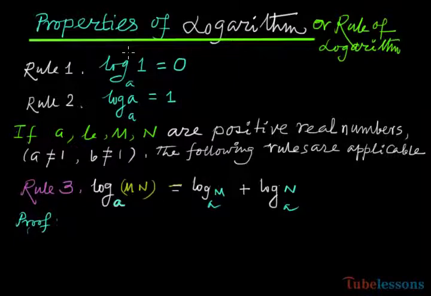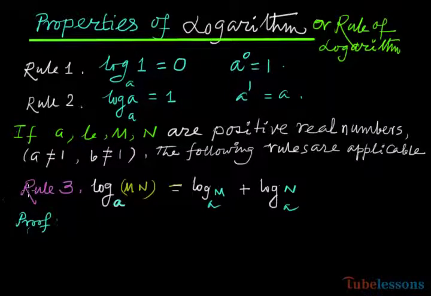Now, properties of logarithm, or rules of logarithm. Rule 1: log 1 is equal to 0, any base, because a to the power 0 is equal to 1. And log a base a is equal to 1, because a to the power 1 is equal to a.